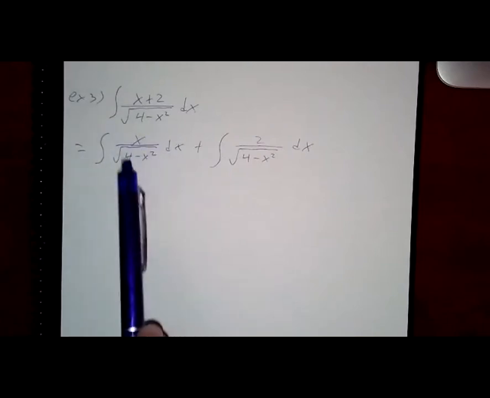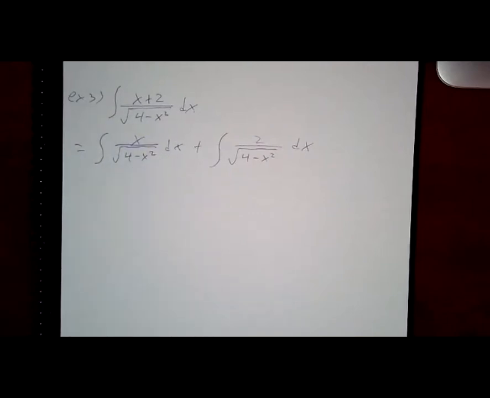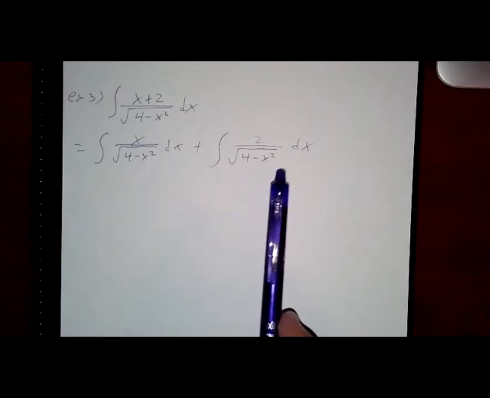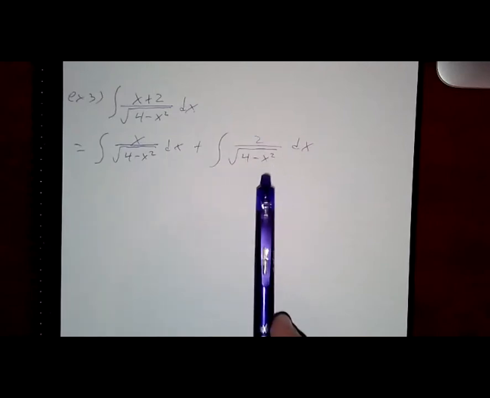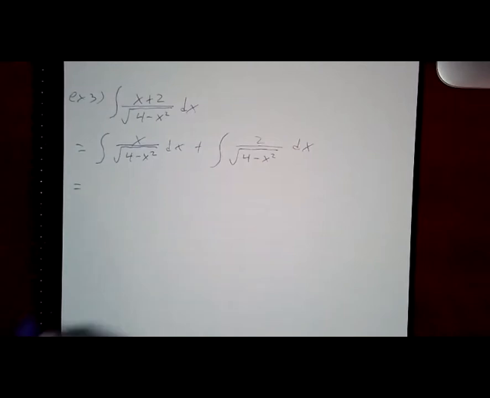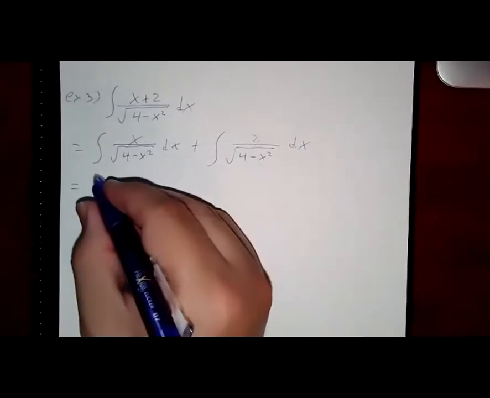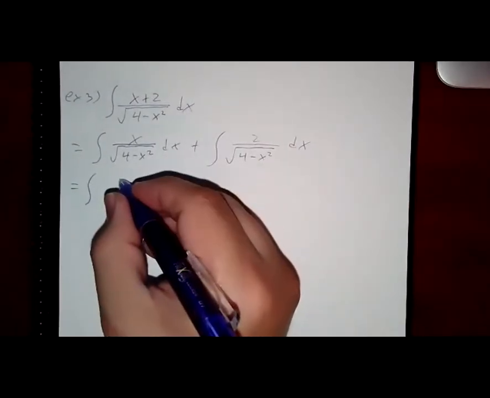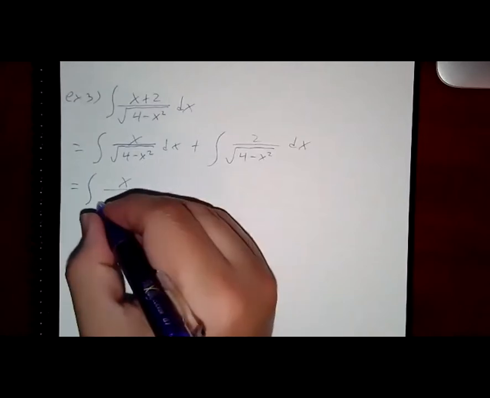So this guy, I think it's just going to be a u sub. This one will be a trig solution, an arc sine, right? So let's do this piece by piece. So for this guy, let's do them separately.